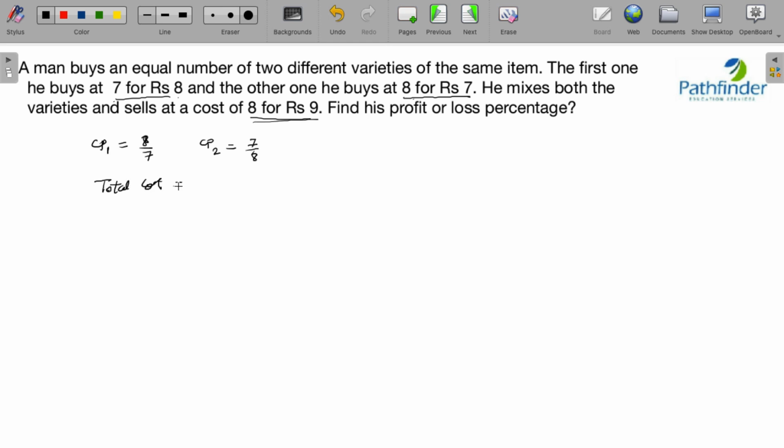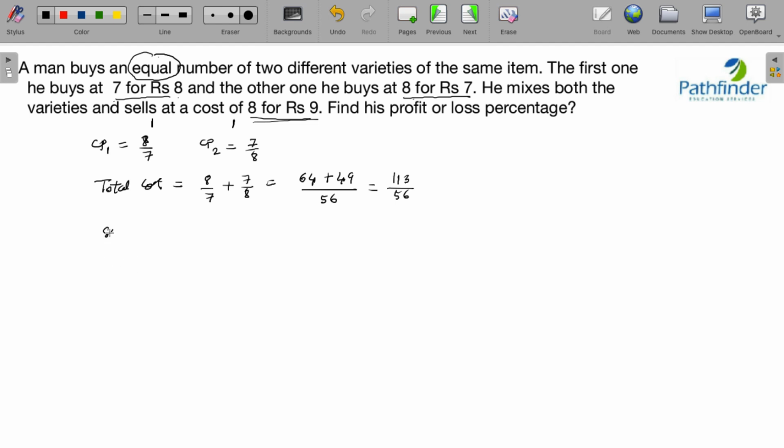again we are not told how many of each type he buys, but the only thing known to us is he is buying an equal number. So we assume that he buys 1 unit of the first type and 1 unit of the second type. So his total cost is 8 by 7 plus 7 by 8. That is equal to 64 plus 49, you take the LCM, divided by 56, which is equal to 113 by 56. This is your total cost.